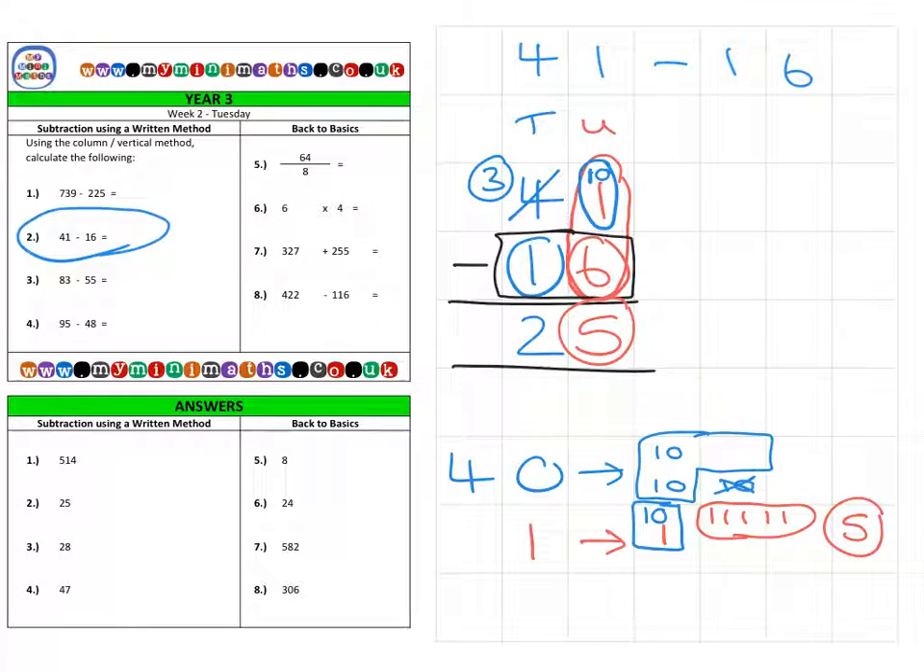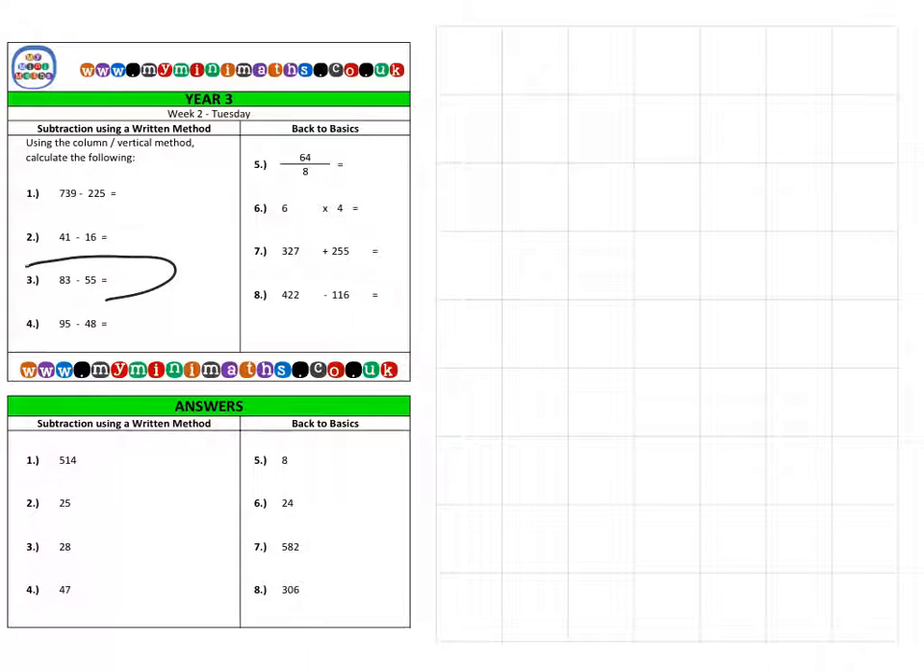So subtract 1, and that leaves us with 20, like we have in the answer. So for a final answer of 25. And next we're on to question 3, which is 83, and we're going to subtract 55.